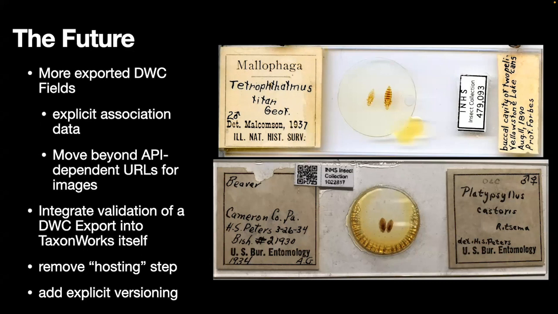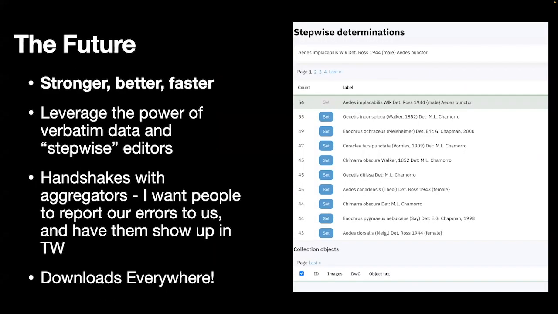What's next? I'd like to see more exported Darwin Core fields. We're just lacking a few of them. We really need to remove the hosting step as well. Finally, I'd really like to make this even stronger, better, and faster. We're starting to do that by leveraging the power of verbatim data and stepwise editors. And I can talk to you more about that if you want to.